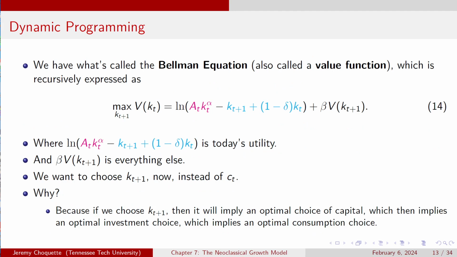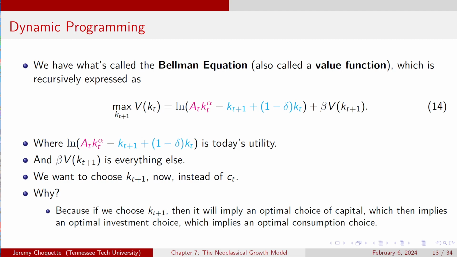Cool. So I have in equation 14 what's known as a Bellman equation. It's also a value function, and it's recursively expressed as this. So I got the max over KT plus 1 of V of KT, which is equal to the natural log of output minus investment, or consumption, plus beta times V of KT plus 1. The natural log of output minus investment, or the natural log of consumption, is today's utility. That beta times V of KT plus 1 is everything else.